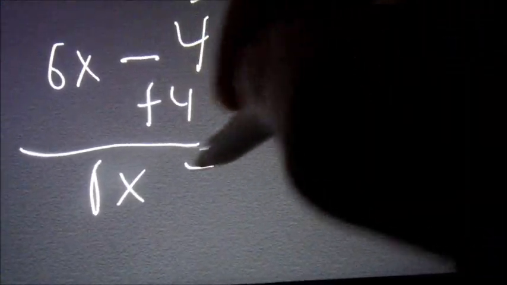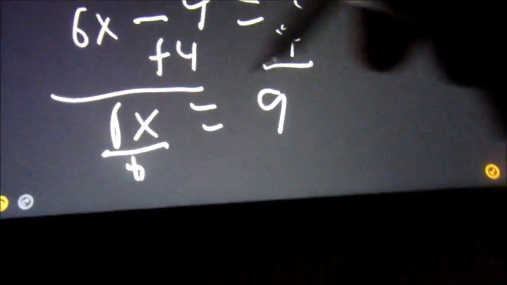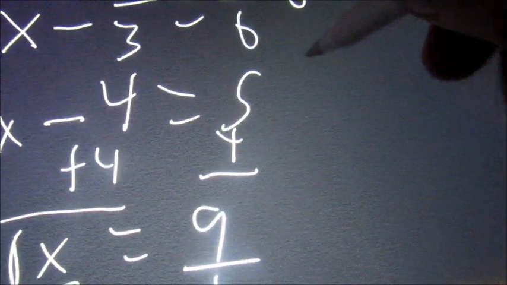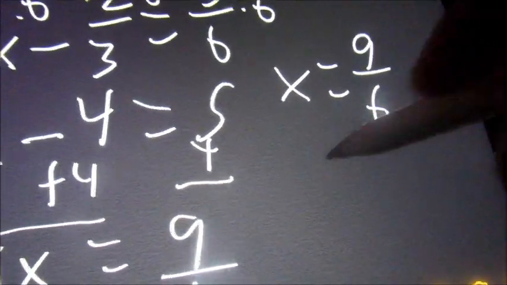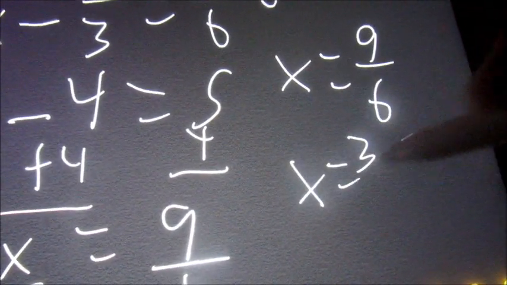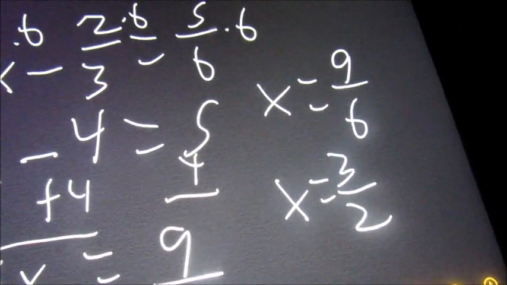And I have 6x equals 9. Now I'm going to divide both sides by 6, and I'm going to get x equals 9 over 6, but I can simplify this to be x equals 3 over 2. Again, make sure you simplify.